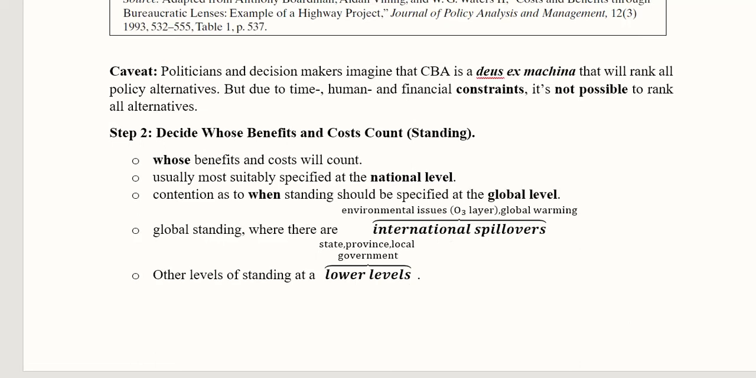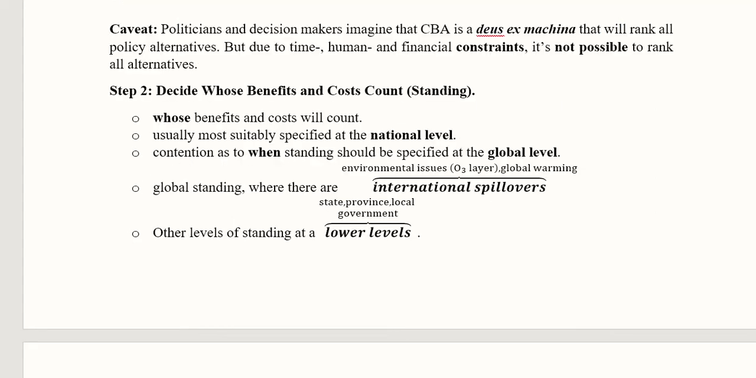Then we have the step 2 of CBA, in which we decide whose benefits and costs will matter. And this will be termed as standing. The standing will be of those people who have their stakes in this project. So usually we keep the standing at the national level, but it can be shrunk to a lower level or can be extended to a higher level if and when needed.